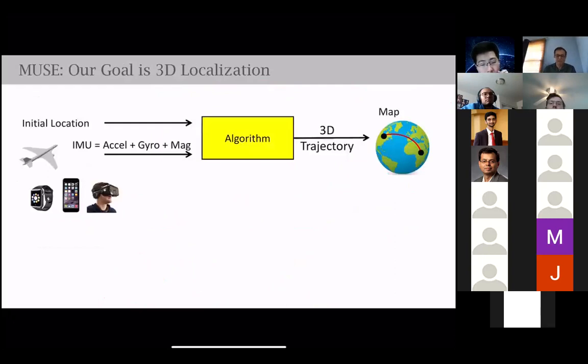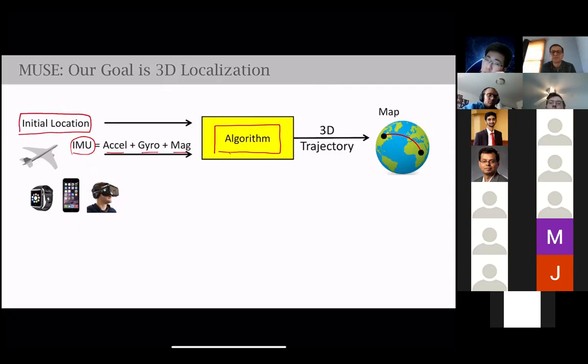Great. With that, now let's look at the problem formulation. You need to design this algorithm. Your inputs are twofold. This is the problem, the one that will get you the Nobel Prize. You are given two inputs. One input is the IMU data from the accelerometer, gyroscope, and magnetometer. And also, I will give you the initial location of that IMU.